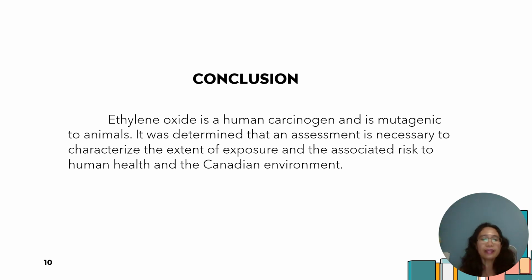Conclusion: ethylene oxide is a human carcinogen and is mutagenic for animals. It was determined that an assessment is necessary to characterize the extent of exposure and associated risks to human health and the Canadian environment.